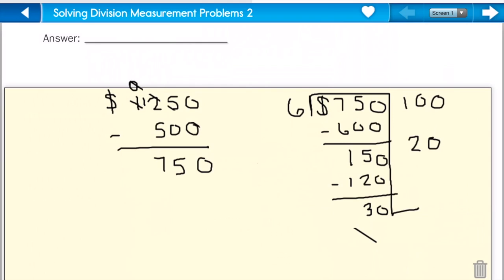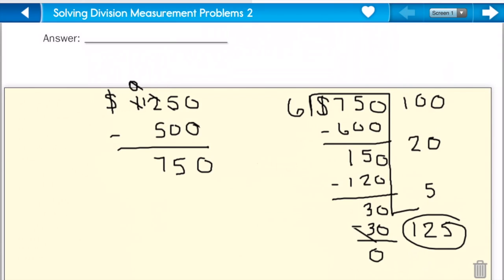So now, how many times can 6 go into 30? That's a fact I know. I know that that's 5 because 5 times 6 equals 30. So now I take 30 minus 30 and I get 0, so I know I'm done. So now I need to add 100 plus 20 plus 5. And I know that that equals 125.